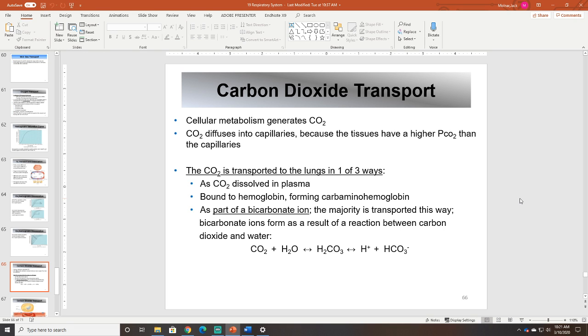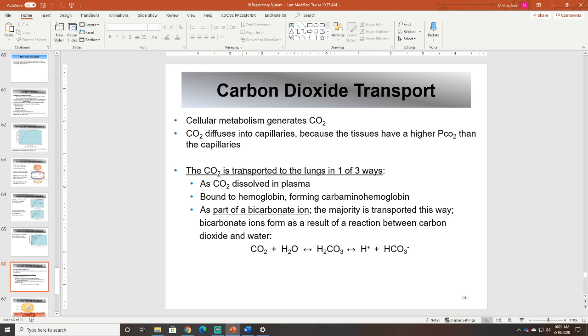All right, so cellular metabolism, we've mentioned, generates CO2. CO2 is generated in the tissues, and so they are the source of CO2. It's going to diffuse into the capillaries because the tissues will have a higher partial pressure of carbon dioxide than the capillaries do. All right.